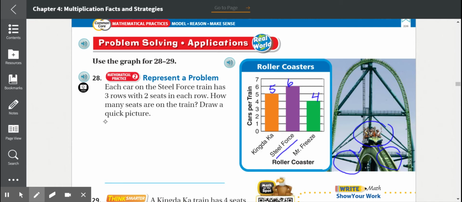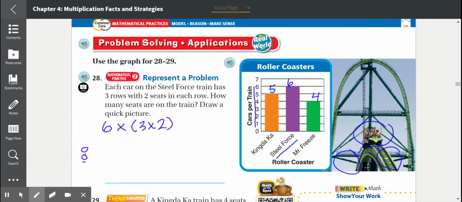So there are 6 times there are 3 rows with 2 seats in each row. So that would be 3 times 2. Because remember, there are cars per train. That's 6 times 3 rows of 2. So it says to draw a quick picture. If we were to draw that, that would be 3 times 2, 6 times.